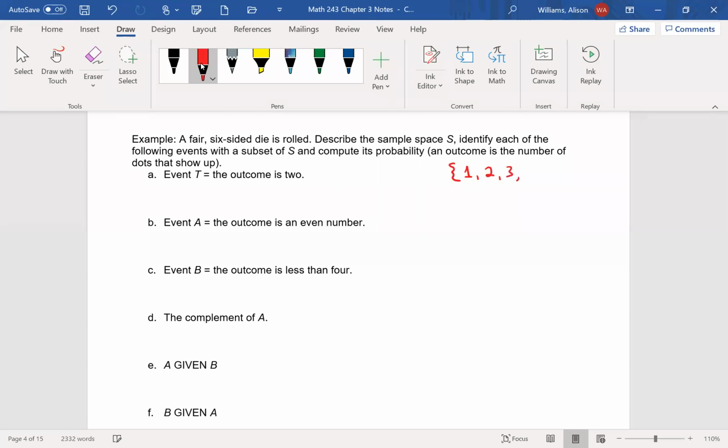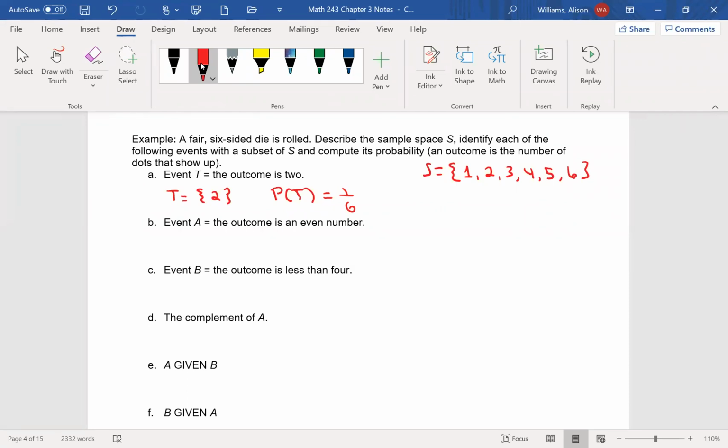1, 2, 3, 4, 5, 6. So those are all of the outcomes possible. And they want us to identify what's in each subset and find its probability. So looking at the first event T, that we get an outcome of 2. That means there's literally one outcome possible, and it's 2. And the probability of getting 2 would be 1 out of 6. Looking at the sample space, there's only one option for getting 2 out of 6 total.